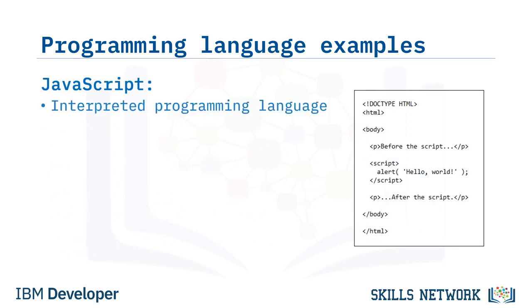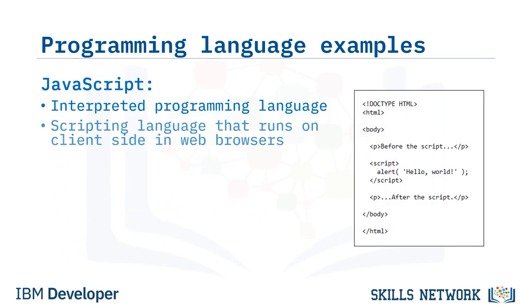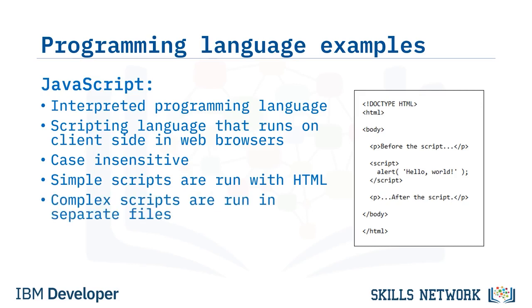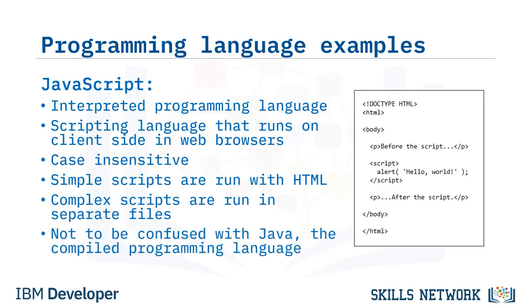JavaScript is another interpreted programming language. It is a scripting language that runs on the client side in web browsers. JavaScript is case-insensitive. Simple scripts are run with HTML. Complex scripts are run in separate files. And while it sounds similar, it shouldn't be confused with Java, the compiled programming language.